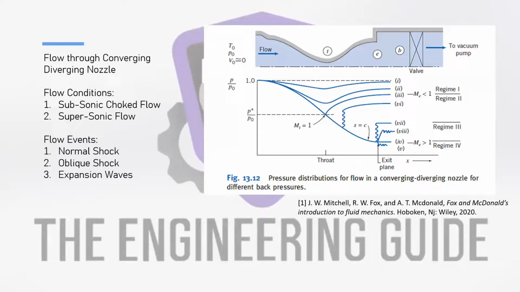Now, beyond the flow conditions that are studied in the converging diverging nozzle, there are also flow events that will affect the flow in and around the nozzle. These include normal shocks, oblique shocks, and expansion waves. However, more on those later. In this video, we're going to focus on the subsonic choked flow condition.